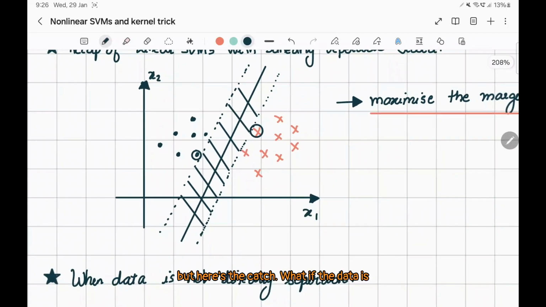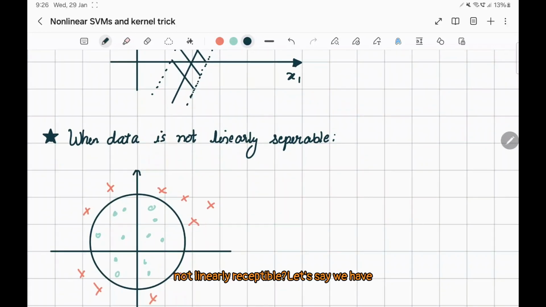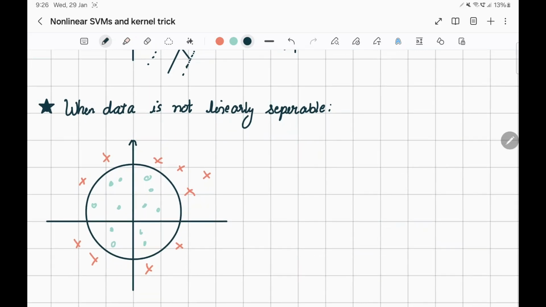But here's the catch. What if the data is not linearly separable? Let's say we have data inside an annular ring, and the two classes are separated by the same annular ring. What do we do? There is no way you can draw a line and separate the groups. So this is a perfect example of nonlinear data.